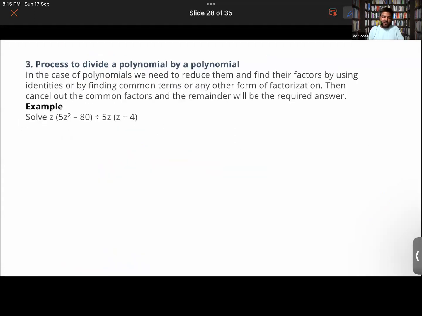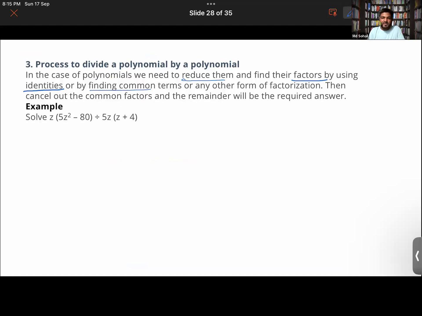Now, if you have got two polynomials, how is division going to take place between the two? In that case also you will be reducing them, and then you will be finding their factors. You can use identities, or you can find the common terms.